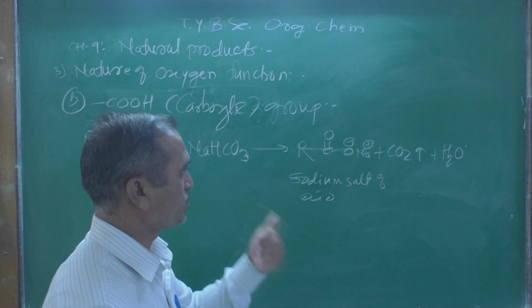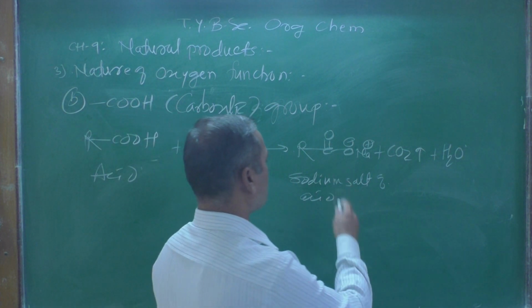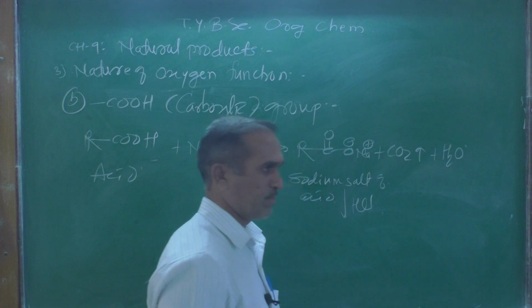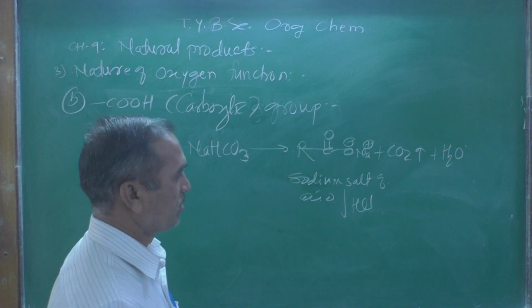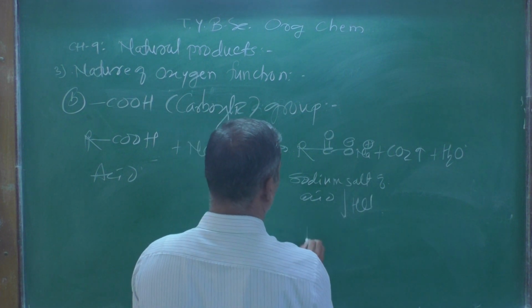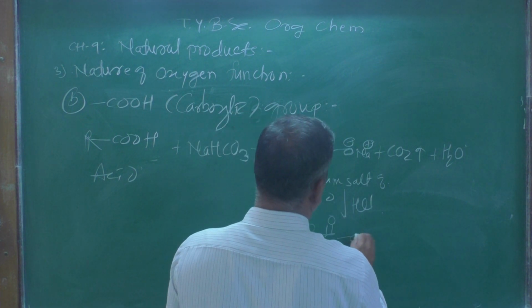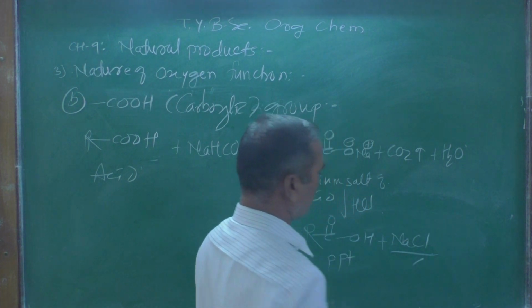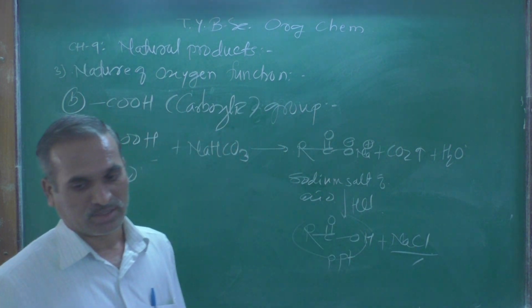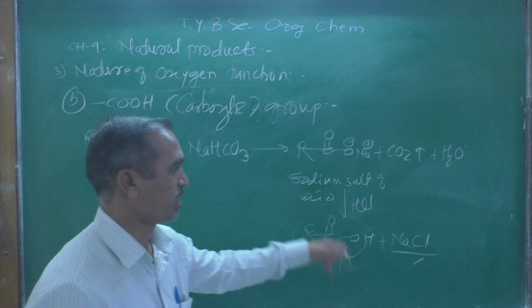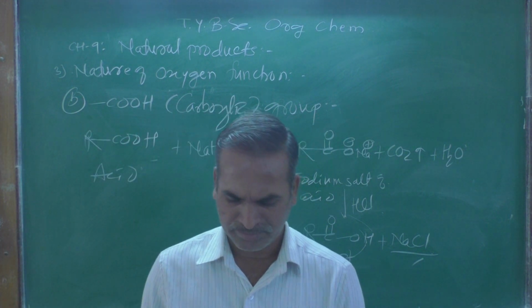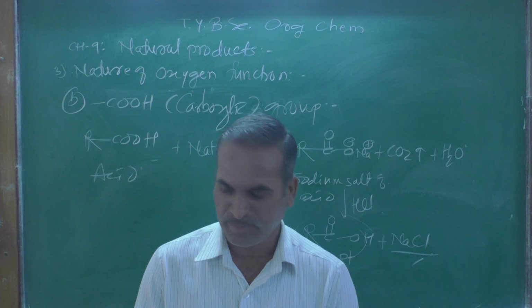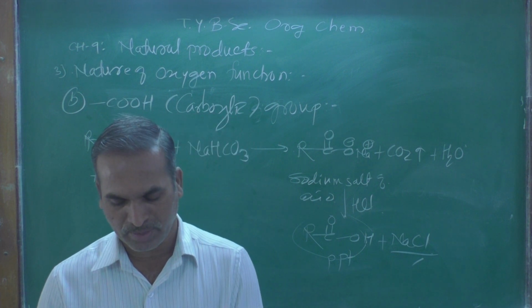And this salt is soluble, and therefore when this salt is treated with HCl, maybe dilute HCl or 2 normal HCl, acidification takes place. What you are going to get is R, C double bond O, OH, in the form of a precipitate, with a side product as a salt. The original acid is regenerated, and in this way we can detect the presence of a carboxylic group in the unknown compound.